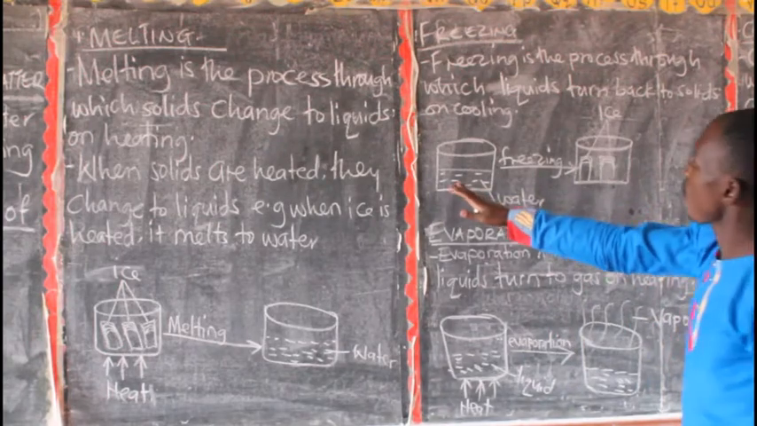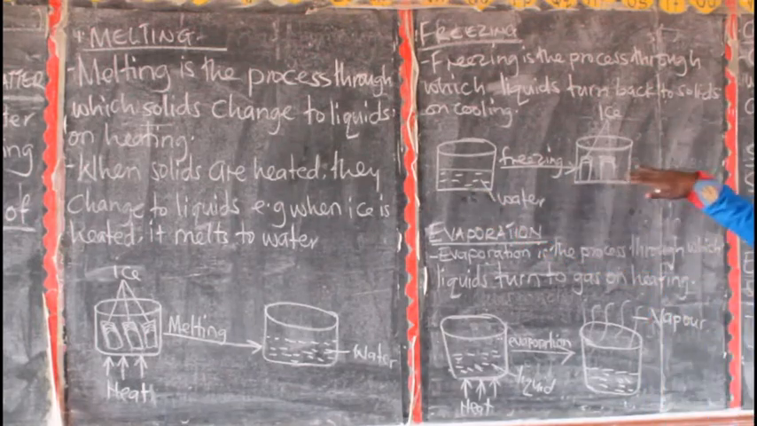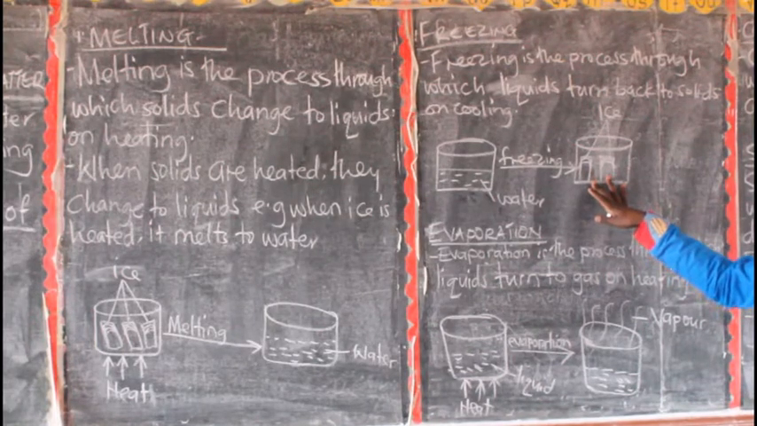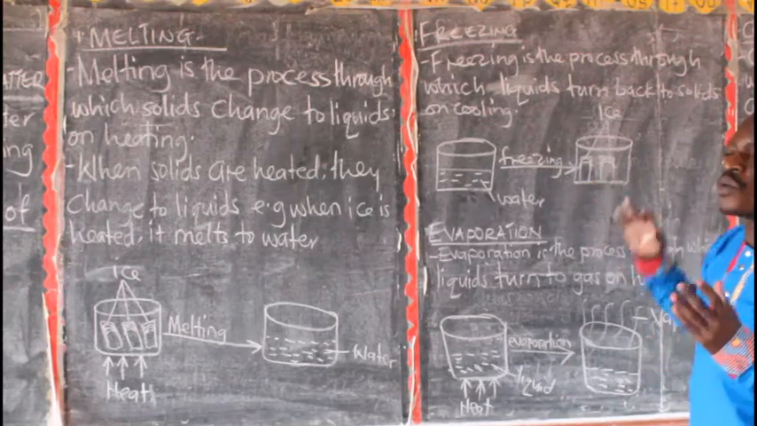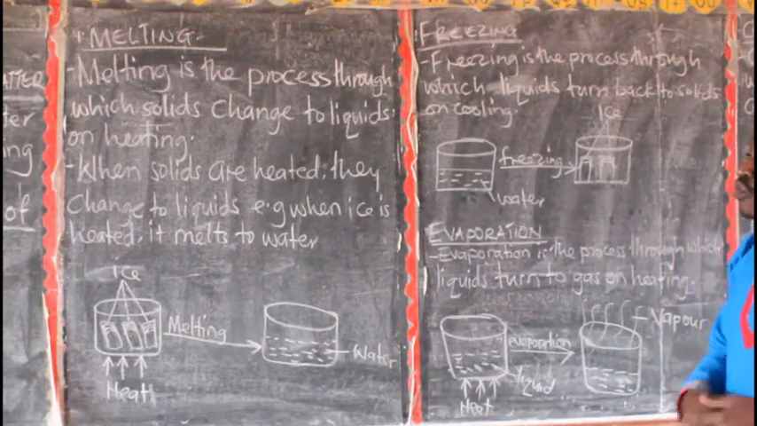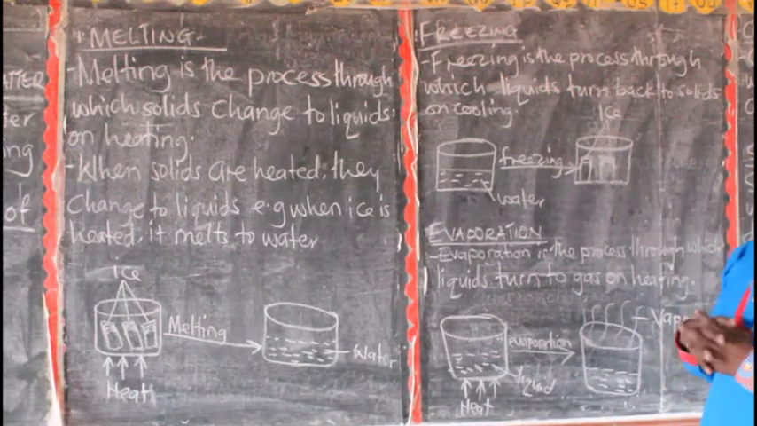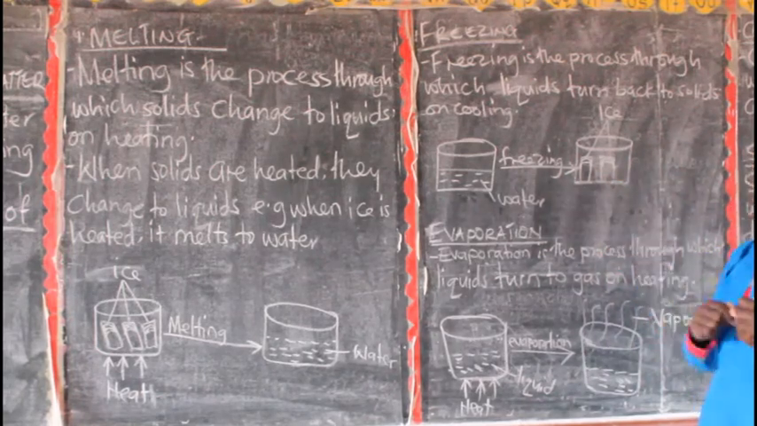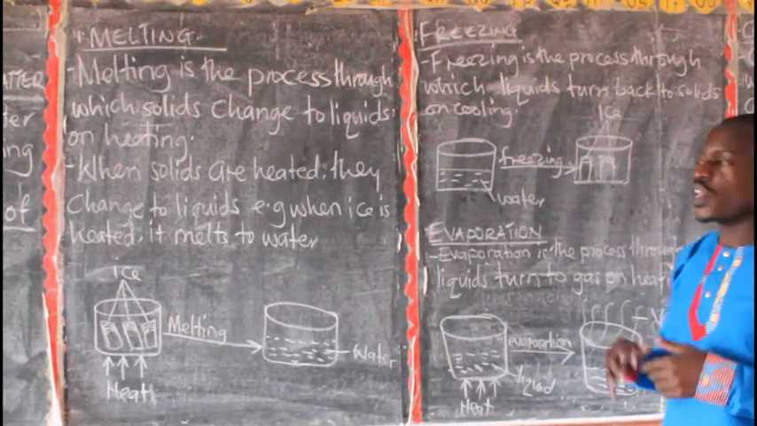So here we see our water cooling to 0 degrees temperature, and it freezes to form ice cubes. So get your water, put it in a fridge or refrigerator for a long time. You come to find that the water has turned into an ice cube or into ice. So we say the water has frozen. So when water freezes, it changes into ice, which is now in solid state. This only occurs when the water has cooled to 0 degrees Celsius. So 0 degrees becomes the freezing point of water.